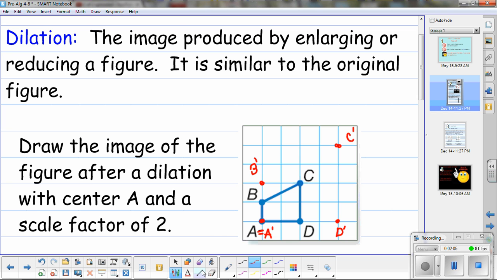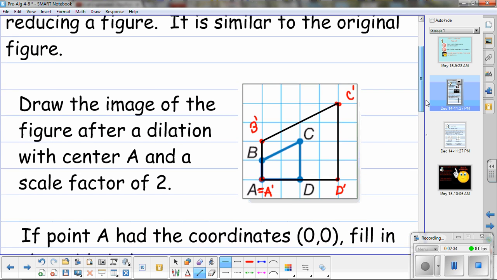Now I'm going to go ahead and connect those points. Your new image, A prime, B prime, C prime, D prime, is going to be similar to the original ABCD. The side lengths have gotten twice as long.